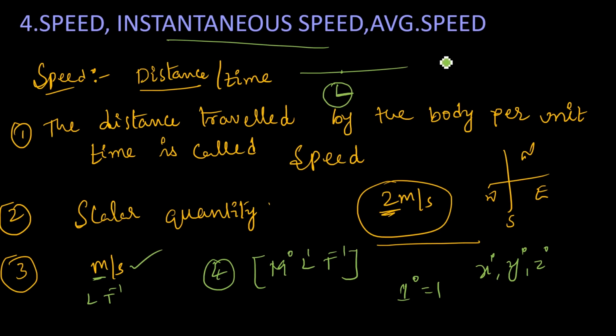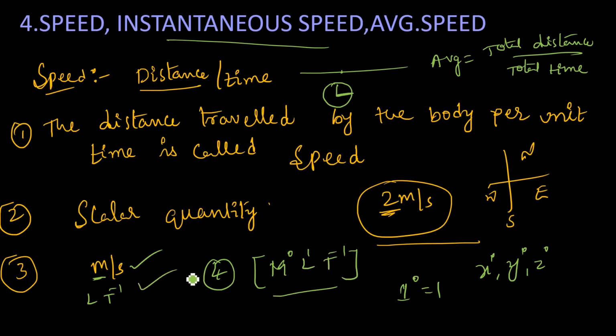Average speed means total distance by total time taken. Average speed is nothing but total distance by total time taken. Remaining all are the same: meter per second, M power 0, L power 1, T power minus 1. The SI unit is the same, and the dimension formula is also the same. So this is about speed.